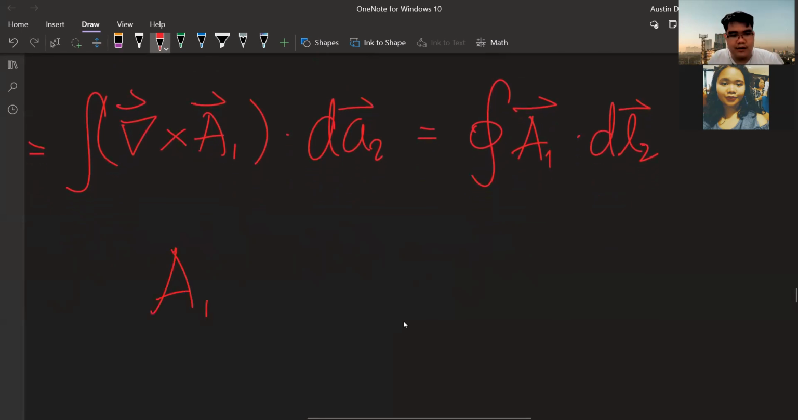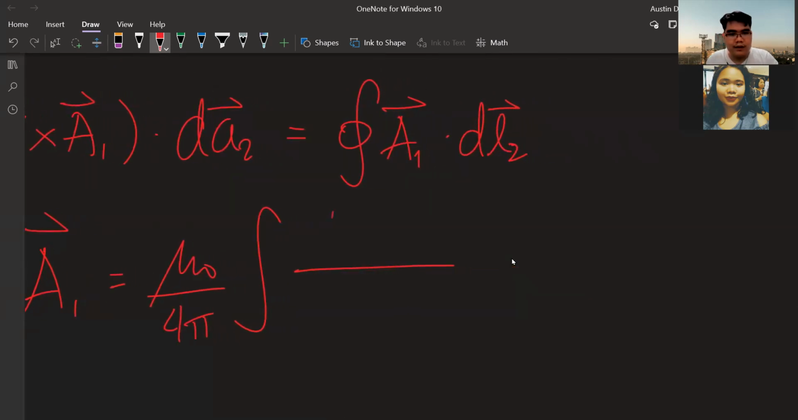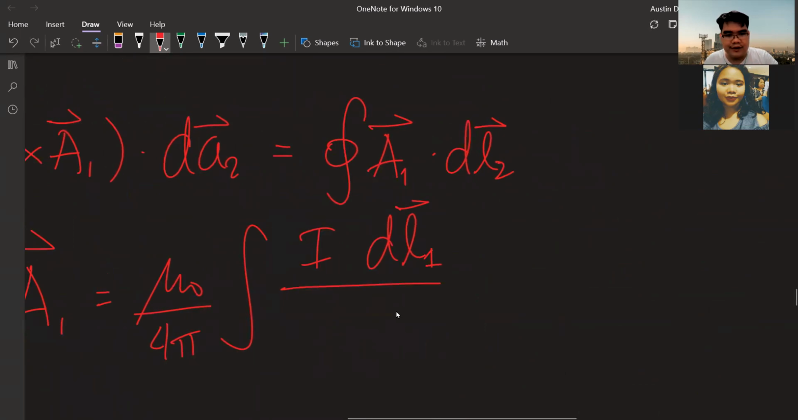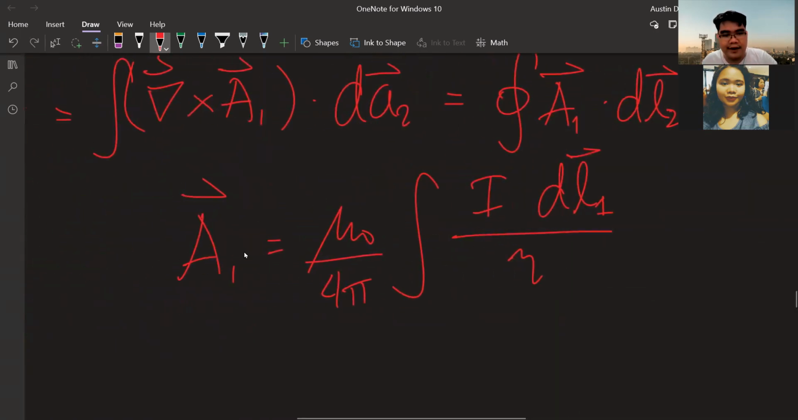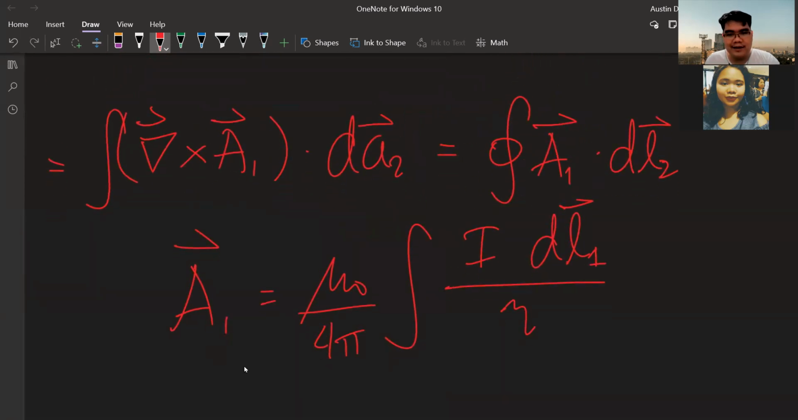Tapos, I can write down A1 as the vector potential, yung usual pagkuha natin, mu naught over 4 pi, which is I dl1. Okay? Yung vector potential ito ng A1, so kukunin mo yung loop as yung the lower one, loop 1. And then of course some distance r. That would be from the point of interest A1, and then yung r mo, yung r prime coordinates would be your loop 1. Okay?